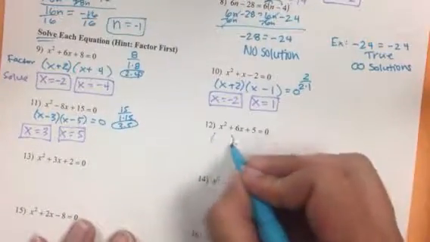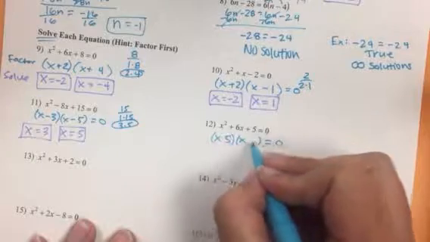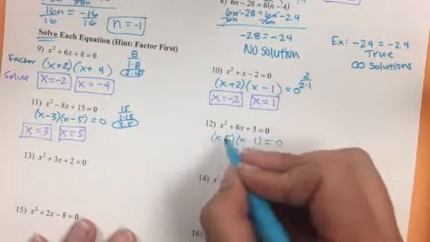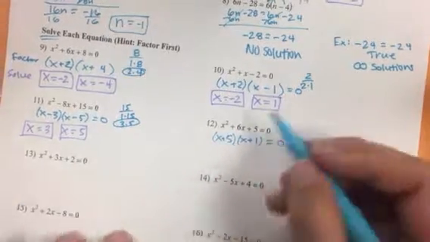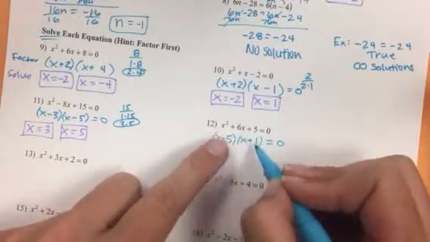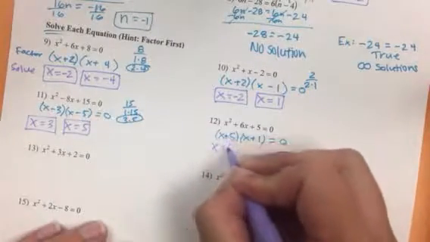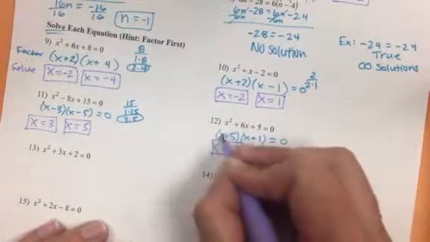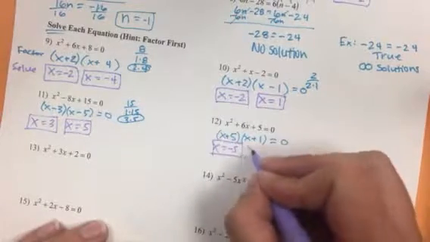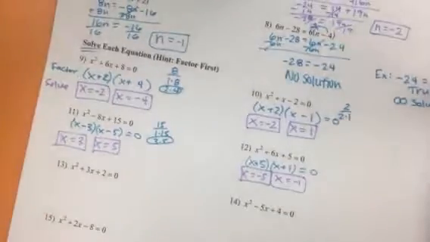So if I plugged it in, it would make it a 0 for the factor. 12. Factor. X. Multiples of 5 are only 5 and 1. Makes a positive 6, so both of them are positives. X squared multiplied 5. Add together 6. That's true. My solutions are negative 5, because that would make it a 0 when I put them together, and negative 1 for my solutions to solve it.